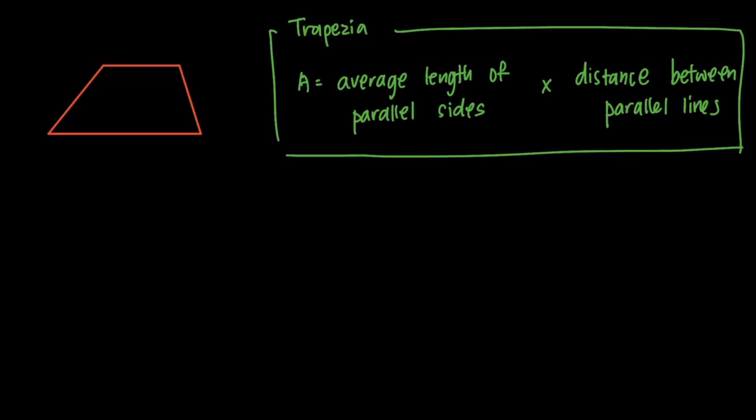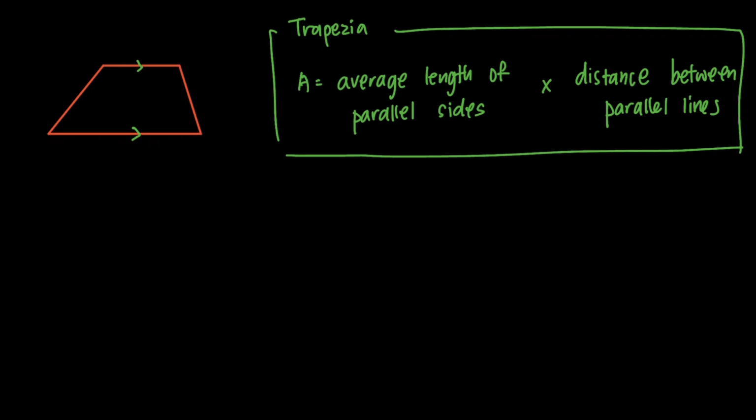To find the area of a trapezium, you first need to get the average length of the parallel sides and times that by the distance between the parallel lines. So where are these parallel sides or the parallel lines? With this trapezium here, we see the parallel lines right here. So you see the top bit and you see the bottom line, and they are parallel lines.